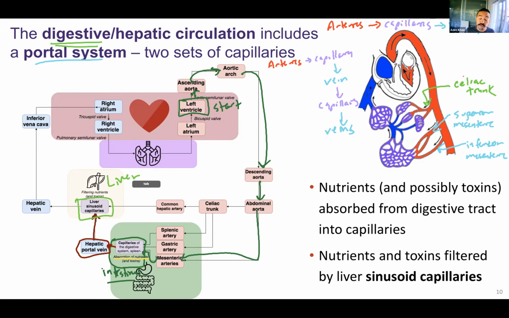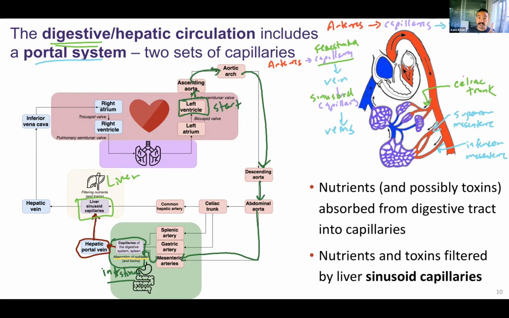So here are our two sets of capillaries. We have a set of capillaries in the digestive system. Those are fenestrated capillaries. And then we have capillaries in the liver. Those are sinusoid capillaries. The capillaries of the intestines are so that we can absorb nutrients and potentially toxins. The capillaries of the liver are so that we can take the nutrients and store them for later.